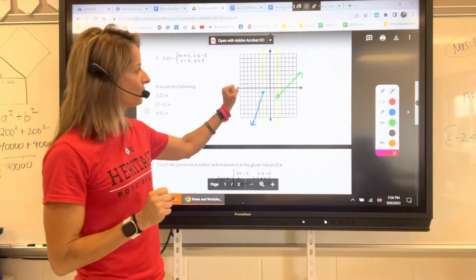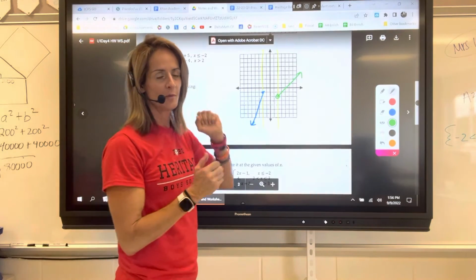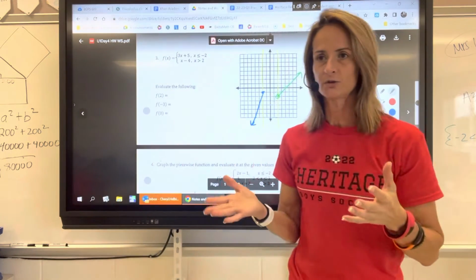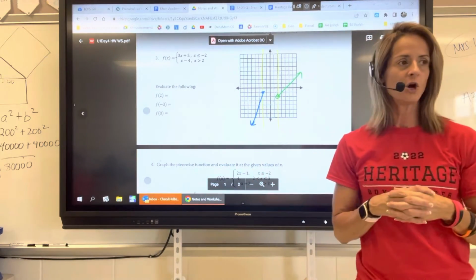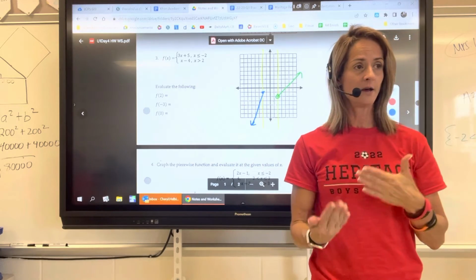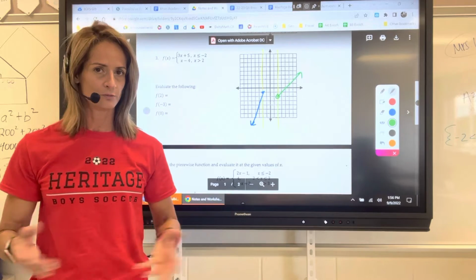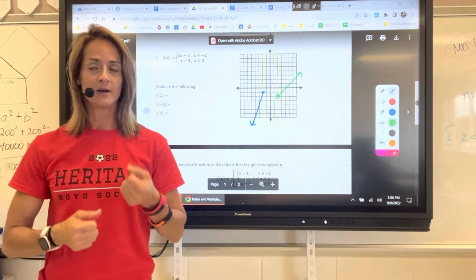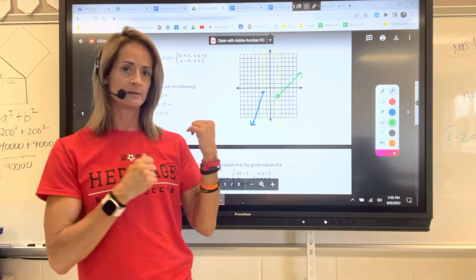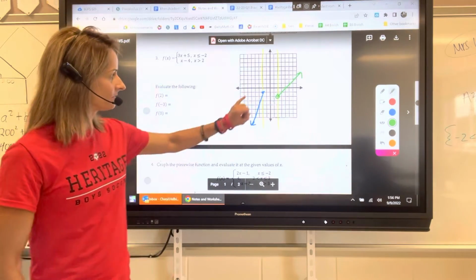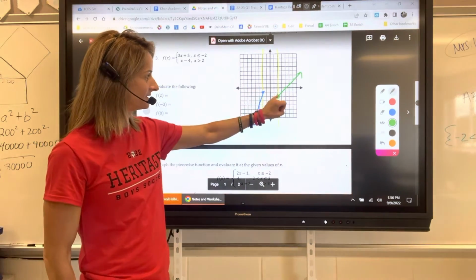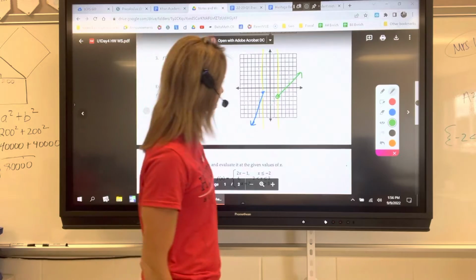So when you have a closed circle, remember from algebra 1, if you had x values greater than 1, that was an open circle because it was just greater than 1, not including 1. And if it was x is less than or equal to 0, you would include that value by putting a closed dot. This is the same thing. This is a closed dot, that's an open one.